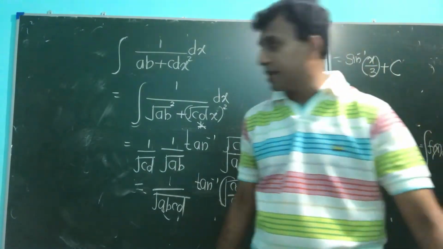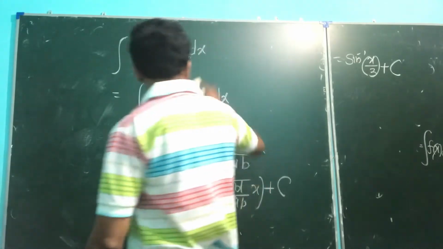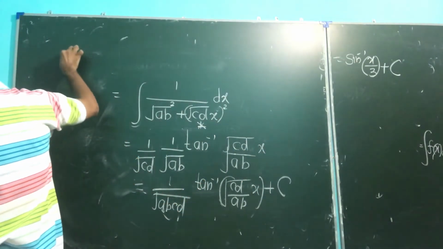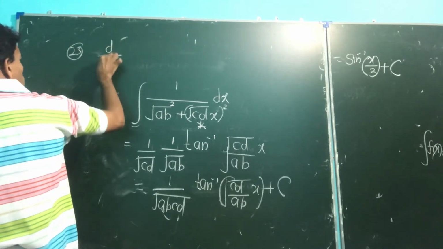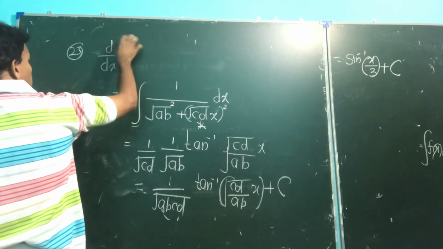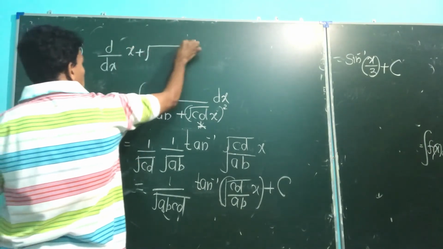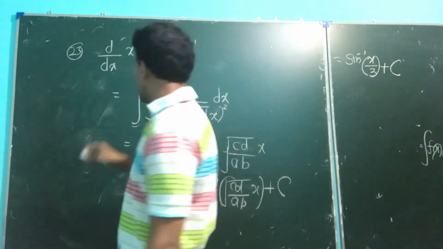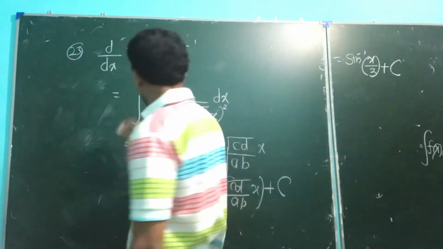Next is standard form number 23 in my method, the 23rd standard form. Can you tell me the answer of the differentiation of x plus square root of x square minus a square?